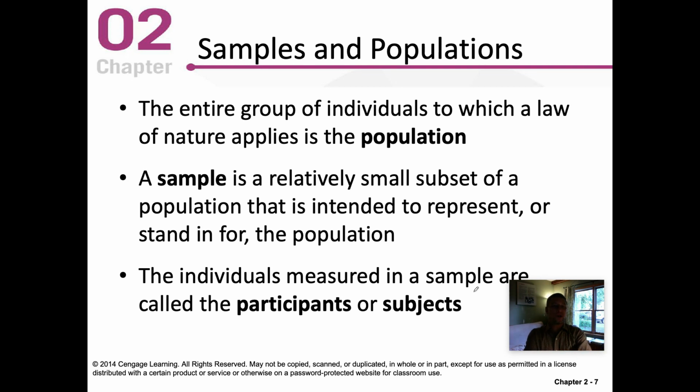So, what's the difference between a population and a sample? Well, the entire group of individuals to which a law of nature applies is the population. Now, the population can be New Yorkers or freshmen at Siena College or squirrels on Siena's campus. All right, you define what the population is. And in some cases, you may be able to actually sample the entire population. But in reality, for most analyses, you can only get a small portion of the population in your study.